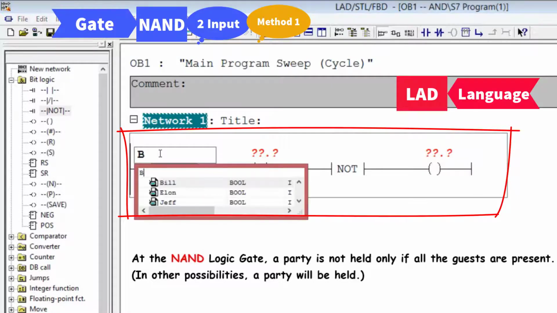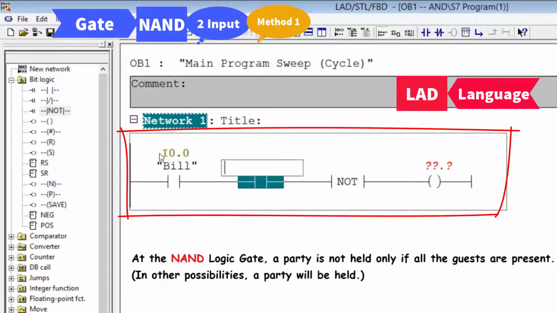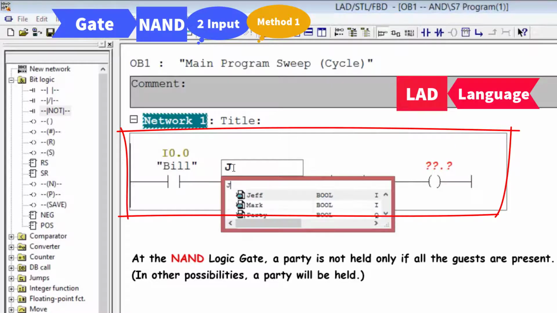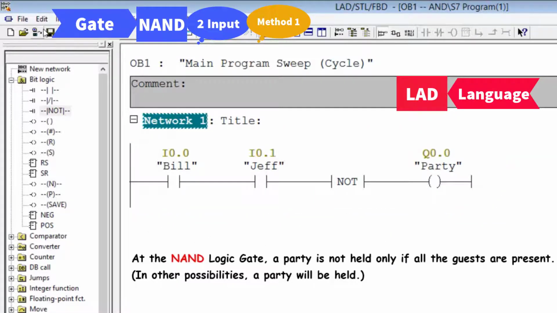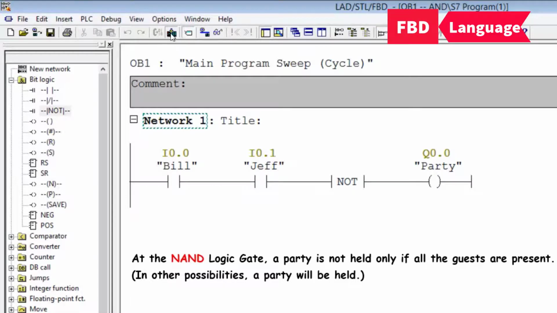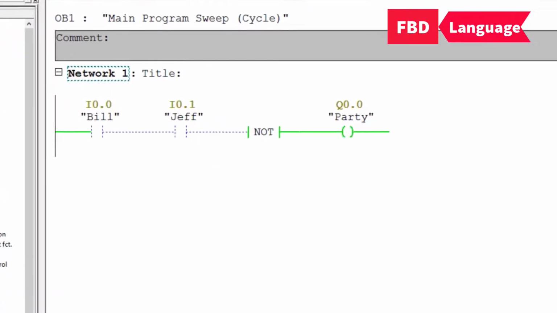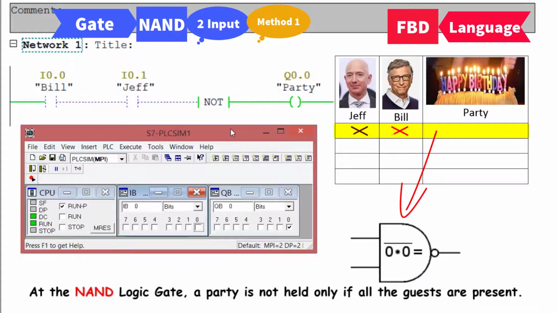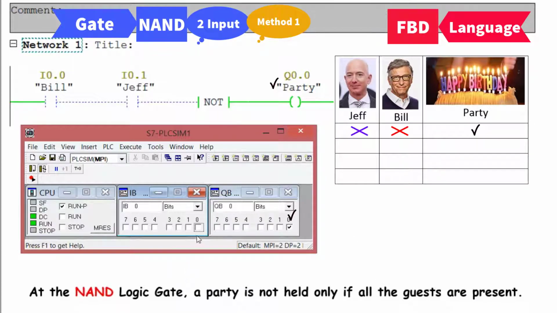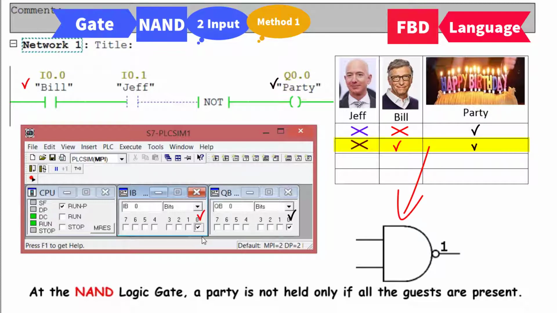Then I type the names of Bill and Jeff on the contacts. And on the output, I type party. I save the program, download and monitor. You can see that out of 4 possibilities, only in one possibility the party is not held, and that is the situation where all the guests are present.